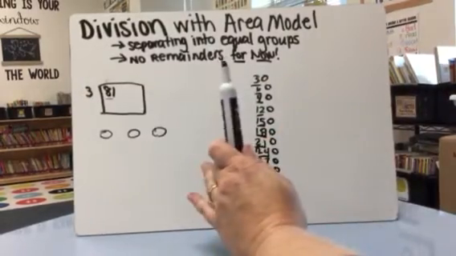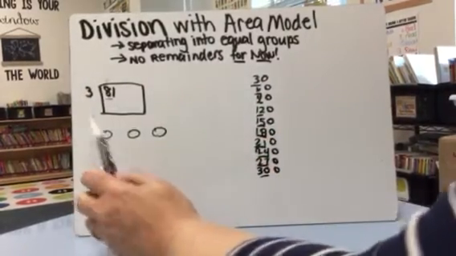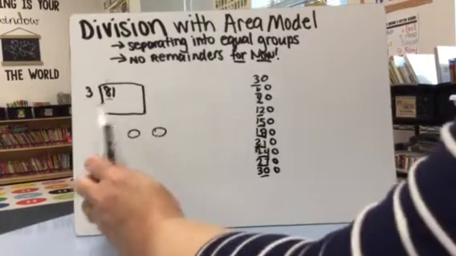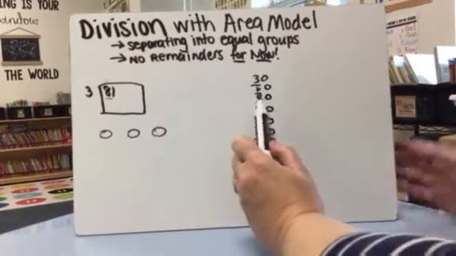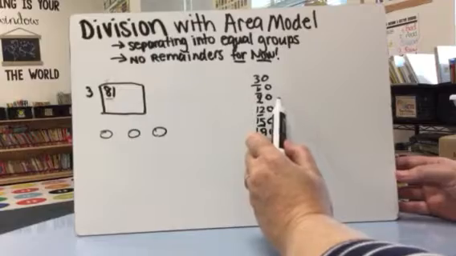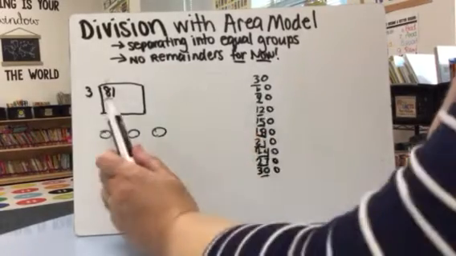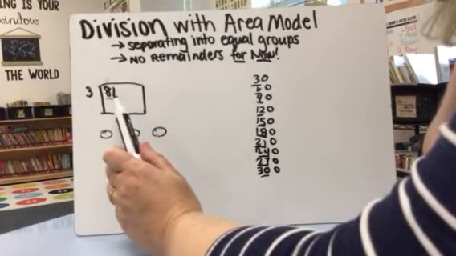Well, let's just try 30. What if I could give 30 here and 30 here? That's 3 times 30. I would give away 90 pencils. I don't have 90 pencils to give.